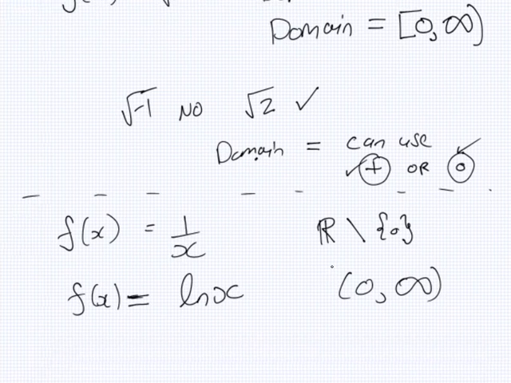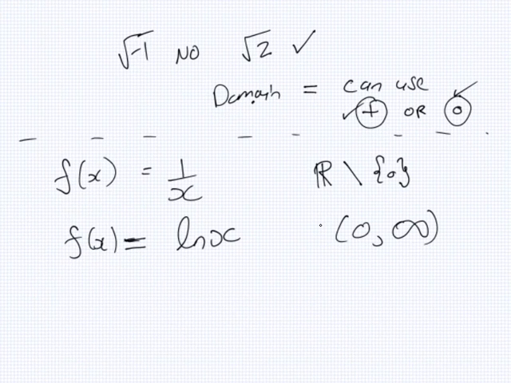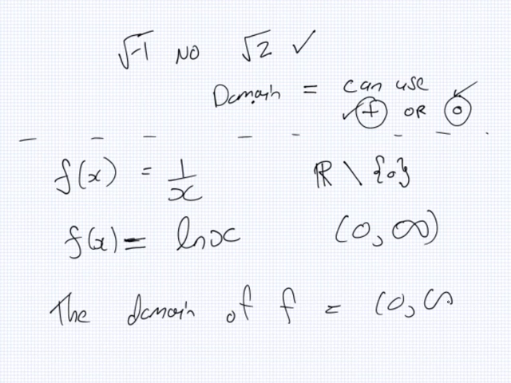Teacher, domain for what? The domain is for the f. So you would say the domain of f is maybe this. It's the set of x numbers, all the x numbers together. And you know what this means when I write it? It means all the numbers from 0 to infinity.